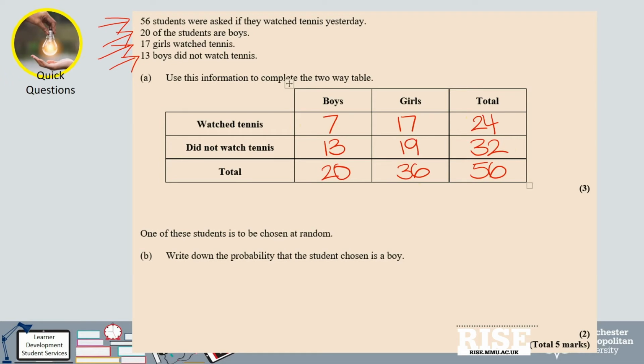Next is an add-on question that's related to the two-way table you've just completed. It's one of those probability questions. One of my students is chosen at random from the table. Write down the probability that the student chosen is a boy. Well, there were 20 boys out of a total of 56 students.